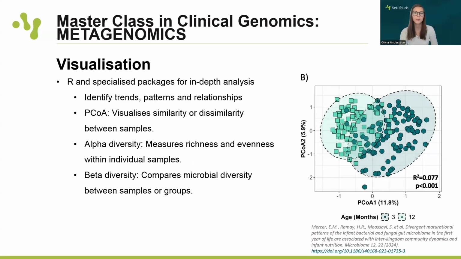And the ellipses, which represent the 95% confidence intervals for each group, show limited overlap, further supporting the observation that microbial communities within these two age groups differ. And ultimately, the choice of visualization technique depends on the specific question, the type of data, and its application, whether it's in research or clinical settings.